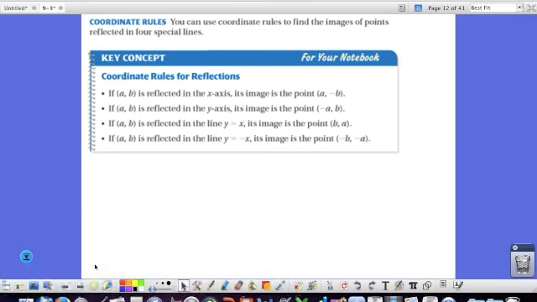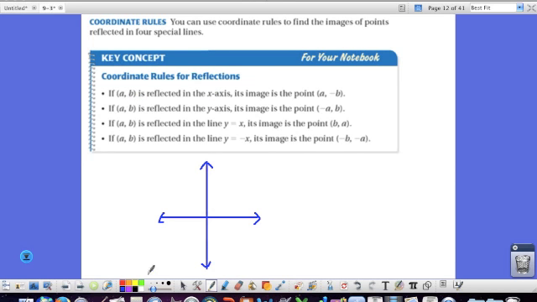So we can use some coordinate rules to find the images of points reflected in 4 special lines. So if we reflect something over the x-axis, the x value doesn't change. And the b value is going to be the opposite of what it was. That's only when we actually reflect over that x-axis. If we reflect over the y-axis, then our y value doesn't change and our a value becomes the opposite.